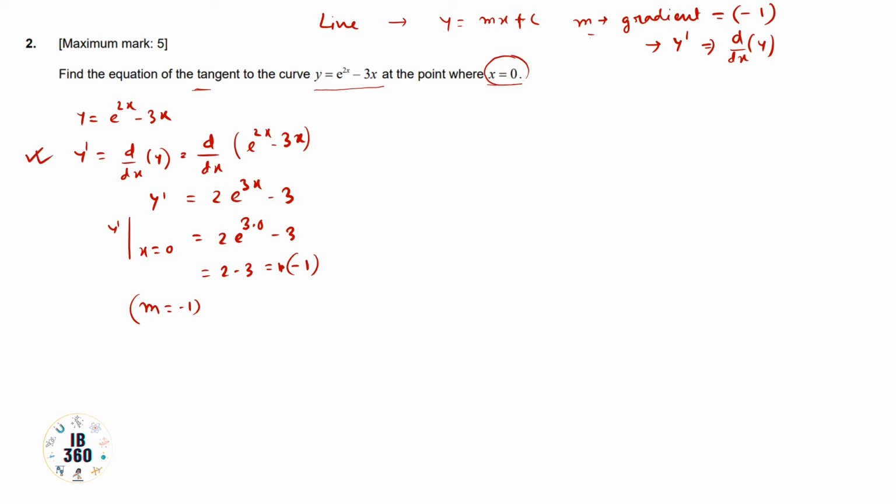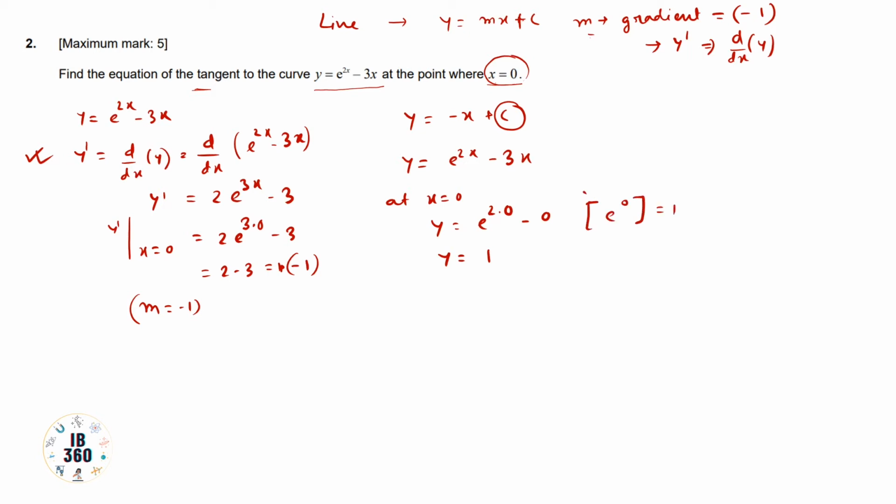So now the equation becomes y equals minus x plus c. Now we have to find the value of c. So at x equals 0, we will find the value of y. So y equals e to the power 2x minus 3x. At x equals 0, the y value will be e to the power 2 into 0 minus 0. So y equals 1. At x equals 0, y equals 1. You can see here, this is basically e to the power 0.